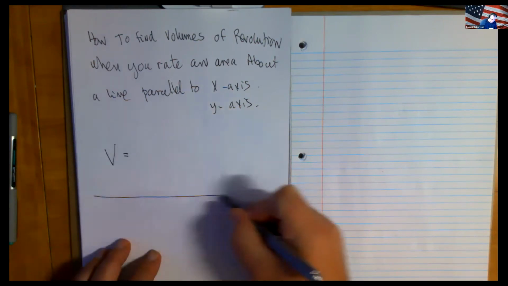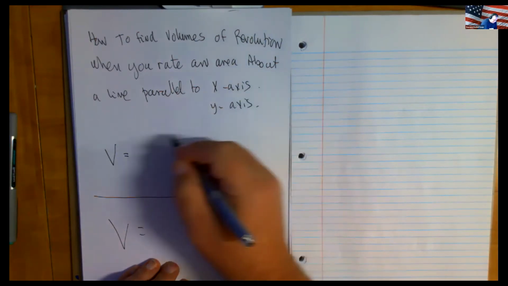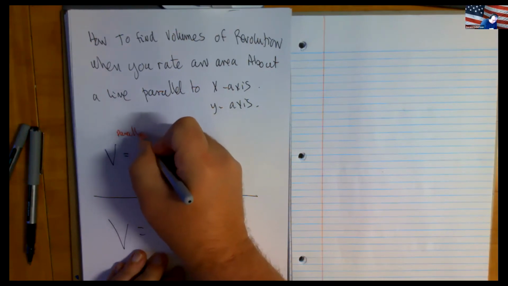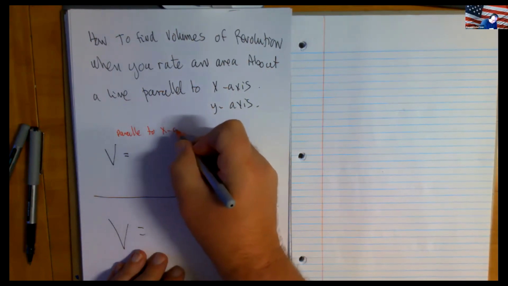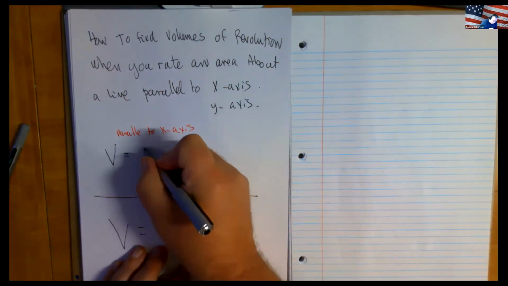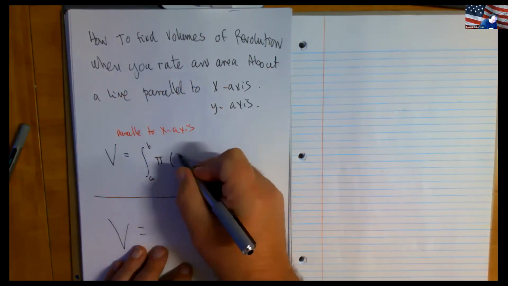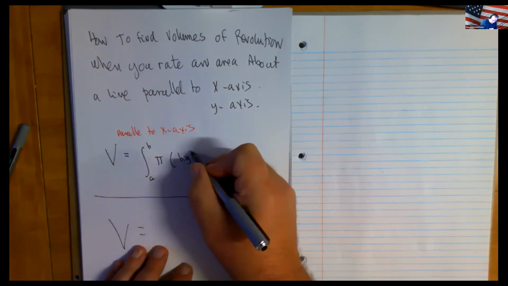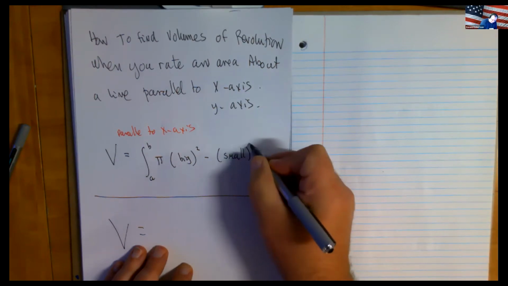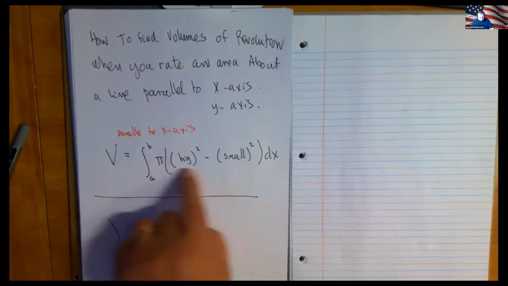There are two versions of it depending on whether it's parallel to the x or parallel to the y. So if it's parallel to the x-axis, then your formula for calculating the volume is going to be the integral from a to b of pi, the big radius squared, subtract the small radius squared, dx. And we'll get into details what that is.